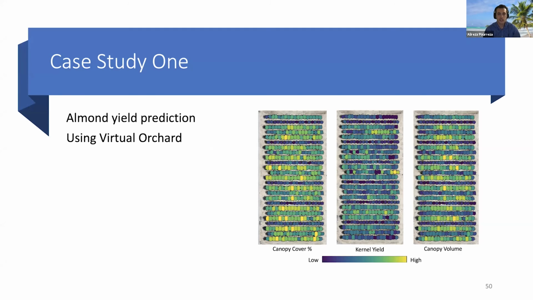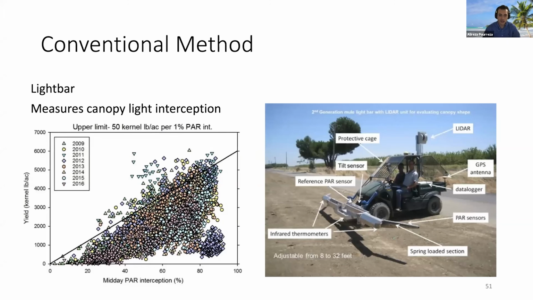So as I mentioned, PAR interception is highly correlated to yield. This is a light bar. That's actually a bar full of light sensors that can measure the incoming light. And this is run through the orchards to measure the shaded area under the canopy during the solar noon. And that's an indication of PAR interception, midday PAR interception.